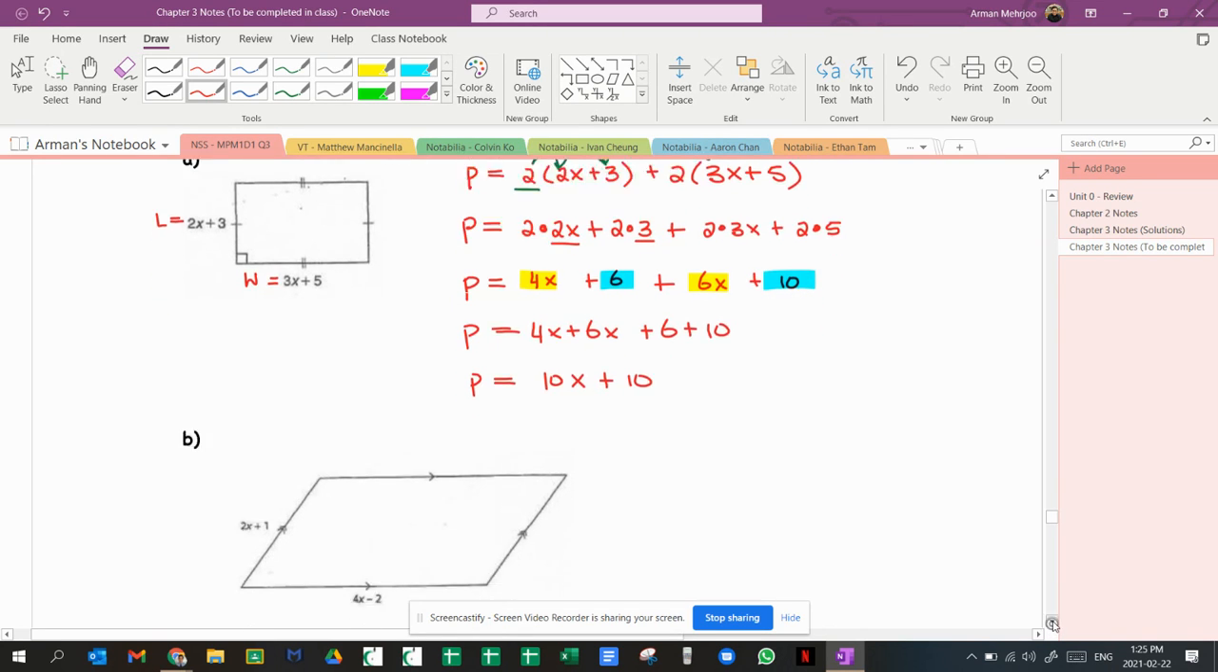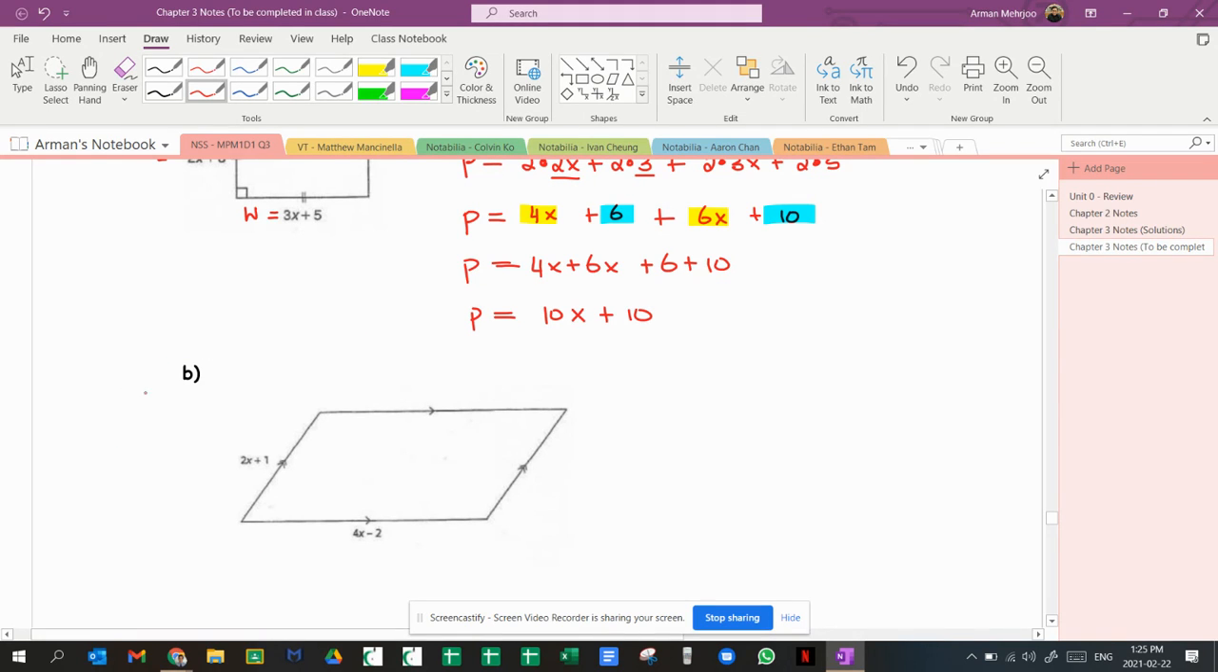So I think that's a good place to stop. Why don't you guys try coming up with an equation for the perimeter of shape B, and then we'll take it up in the next video.